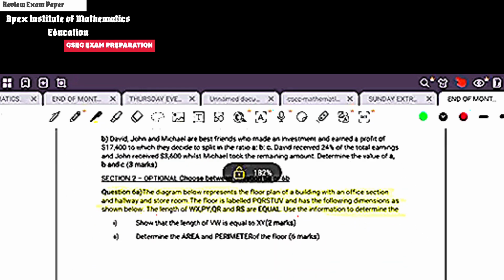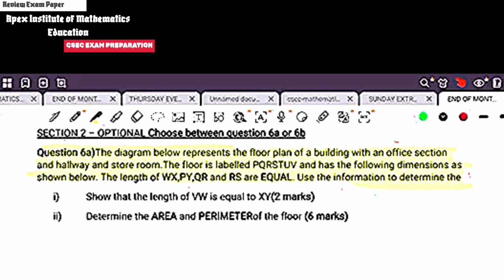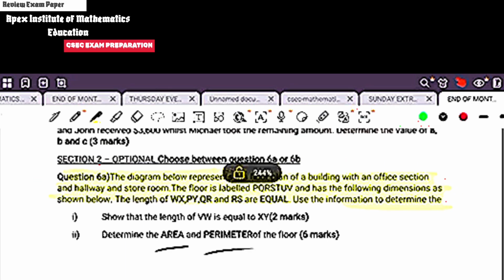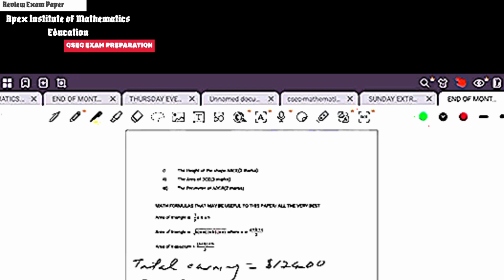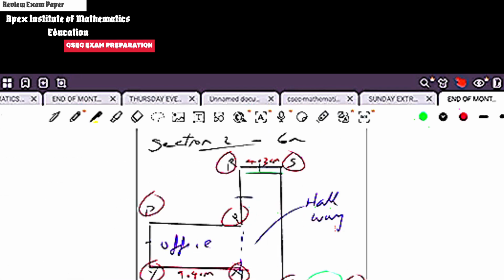Now it went ahead then to say that we are to determine the area and perimeter of the floor. So we're going to focus on the area first, then we're going to be focusing on the perimeter of the floor. Now, considering that this is not a standard shape like a square or a rectangle or a circle or a triangle, it is really a composite shape, and just based on the fact that we divided up the diagram here into sections, office, hallway and storeroom, it appears that the office is a rectangle, the hallway is a vertical rectangle, and the storeroom is in fact a horizontal rectangle here.